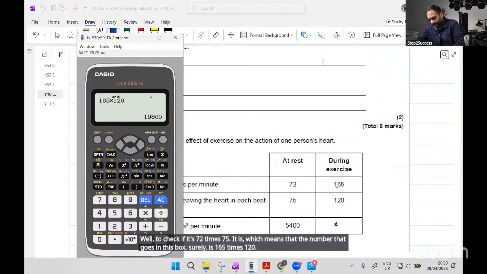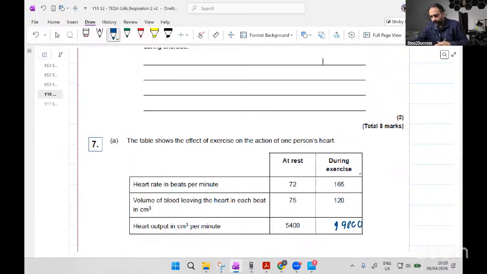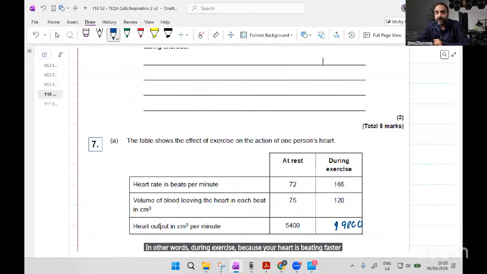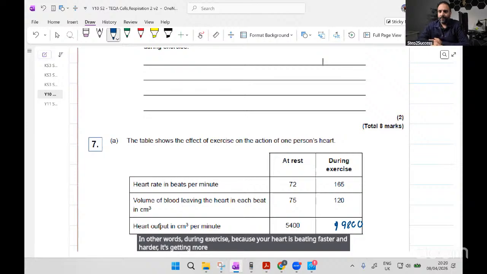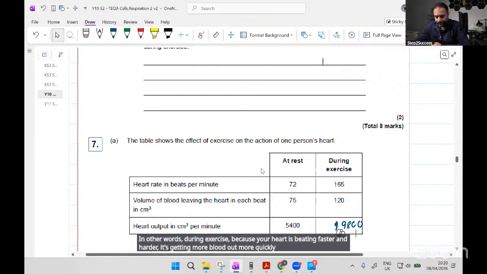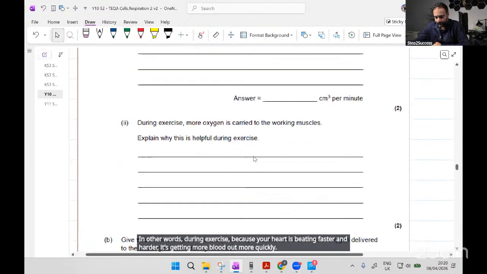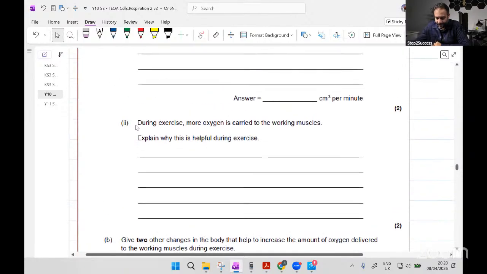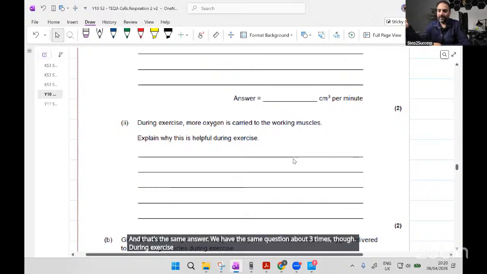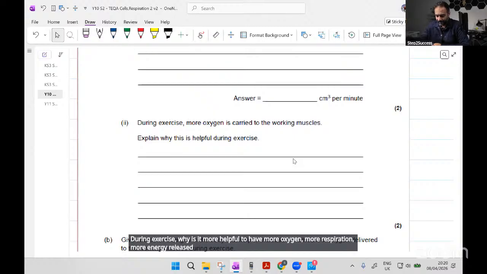In other words, during exercise, because your heart is beating faster and harder, it's getting more blood out more quickly. And that's the same answer. We have the same question about three times there. During exercise, why is it more helpful to have more oxygen, more respiration, more energy released? That's it.